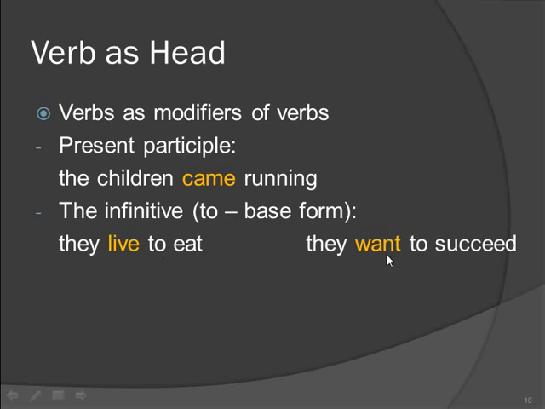But the second one, they want to succeed, is different. Okay, we'll discuss it after this. So what's the difference? Like this one: they live to eat. To eat here is the modifier of live, because we cannot say they live it. Di sini eat, okay, it's different. We do different tasks.